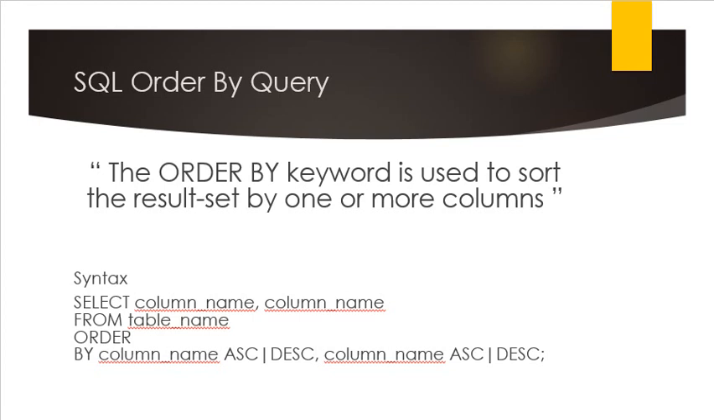Syntax of SQL order by query is select column name from table name, order by column name, and two keywords will be used, ASC and DESC. ASC is used for ascending order, DESC is used for descending order. Let's do the practical.